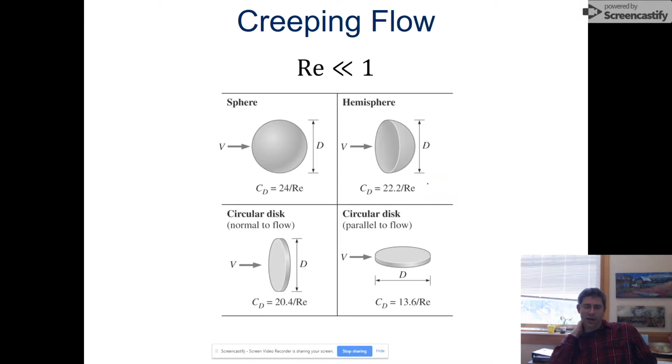So how does drag coefficient depend on Reynolds number? There is a dependence on that. For what we call creeping flow, which I believe you talked about on Monday, this is where Reynolds number is much less than 1, extremely slow flow. It turns out that the coefficient of drag doesn't have a very large dependence on Reynolds number. If you look at these 3 objects, the sphere, the hemisphere, and the circular disc, 24 over the Reynolds number, 22.2, and 20.4, not a big difference. A little bit different for the circular disc, parallel to the flow, but in general, not a huge dependence on that.